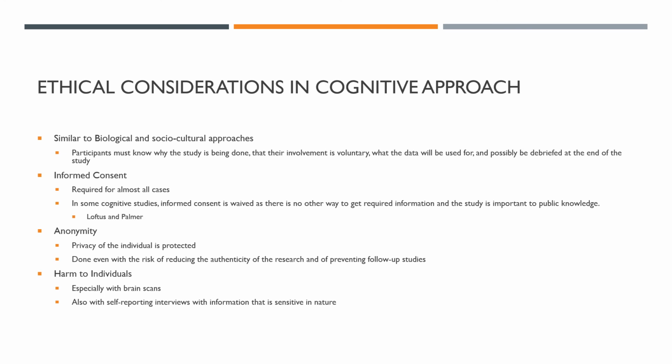The next one is anonymity. This is protecting the privacy of the individual involved, and this is done even with the risk of reducing the authenticity of the research. So you have to protect the anonymity of the person. Even in a case like the HM study that we looked at in the biological unit, HM is not his real name. HM is a pseudonym that was used to protect him as an individual.